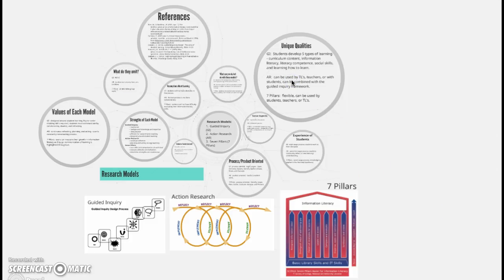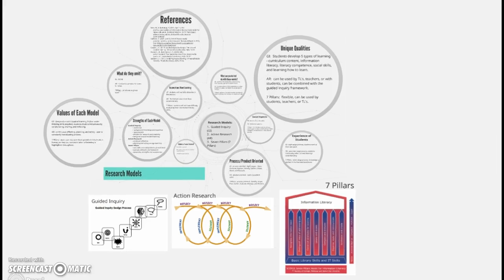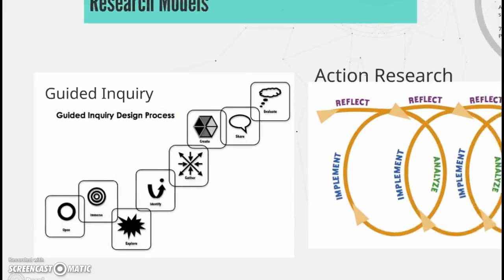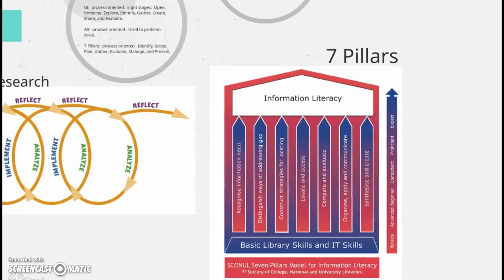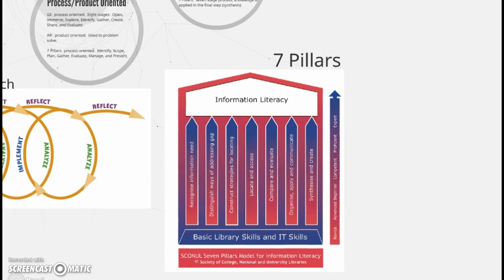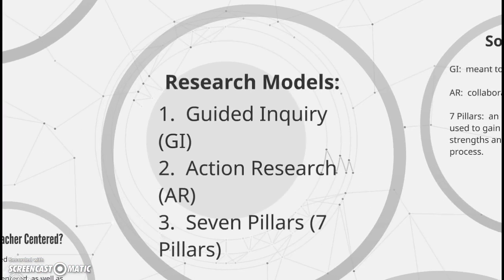Today I will be reviewing three well-known research process models: guided inquiry, action research, and the seven pillars model. All three can be used for various reasons, and they each have some very unique qualities that set them apart from other research process models.